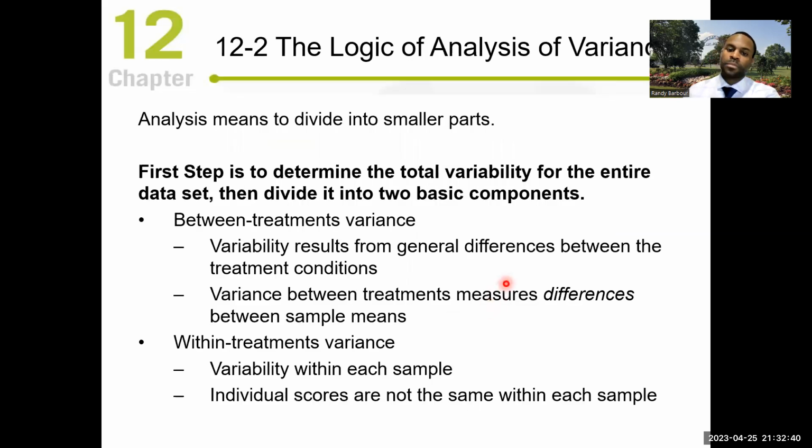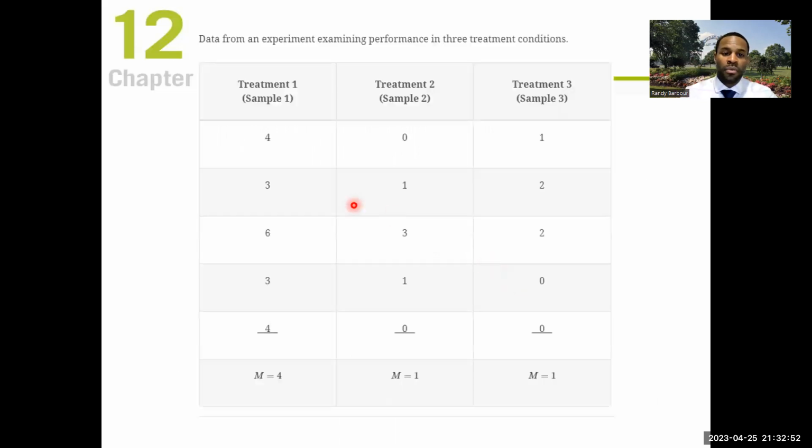Okay. The second component, number 2, is the within treatment variance. So we're looking at the variability within each sample. And as I go back, this is the variability within each sample, right? So we're going to calculate the variability within treatment 1. We're also going to calculate the variability in treatment 2 and the variability in treatment 3. And this one may have a higher variability or variance than these 2 groups because they are very, very similar in their scores. Okay.